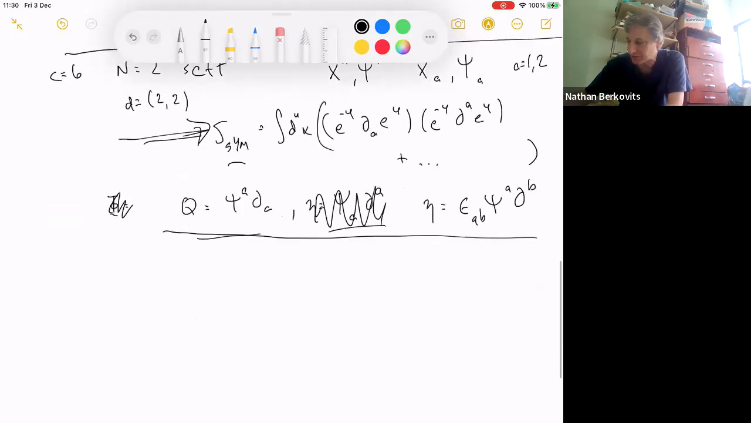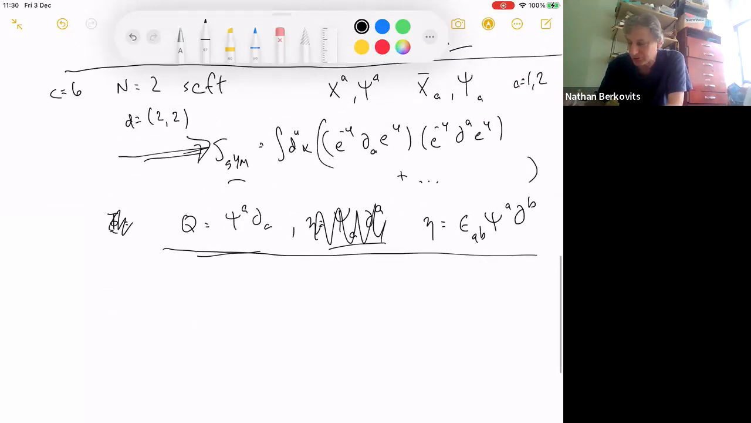So the general case. The idea is that an N equals 2 superconformal field theory has G plus and G minus and J, right? And of course, T. So this usually has conformal weight 2. These have conformal weight 3/2. This has conformal weight 1, right?